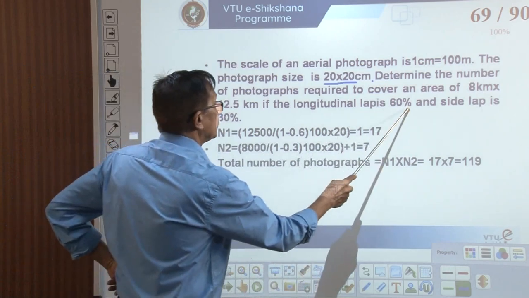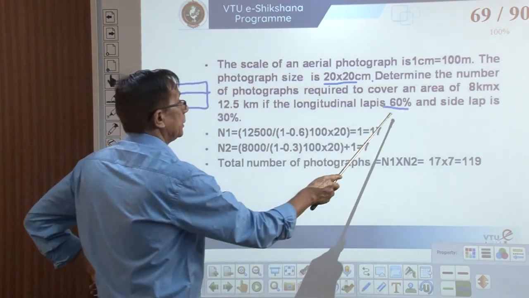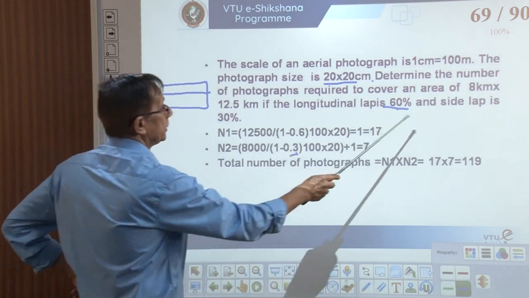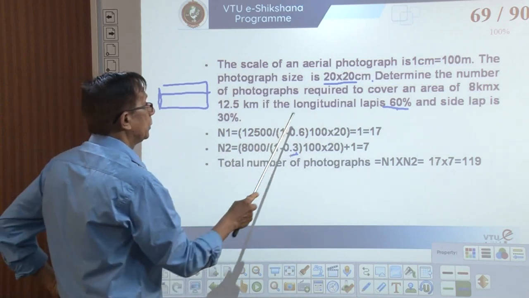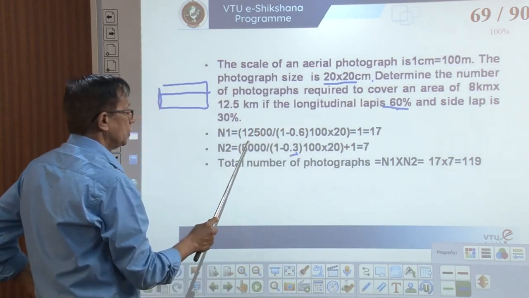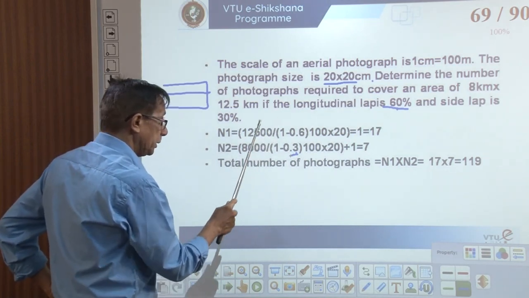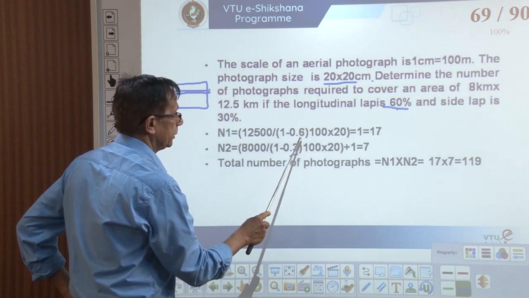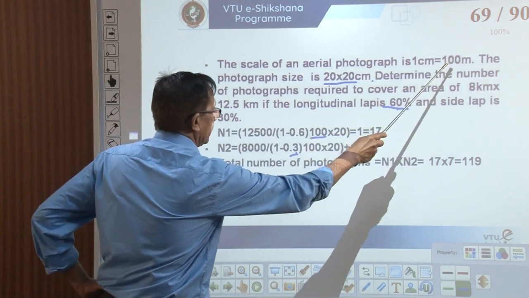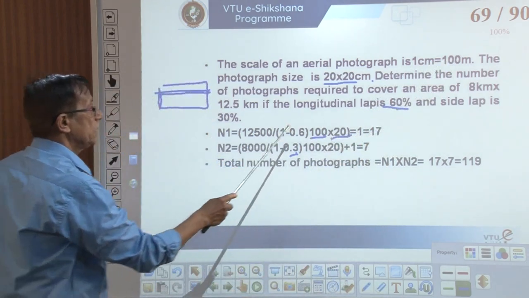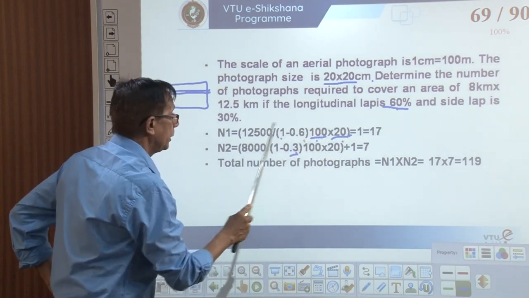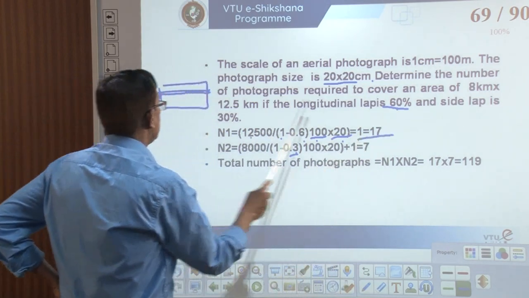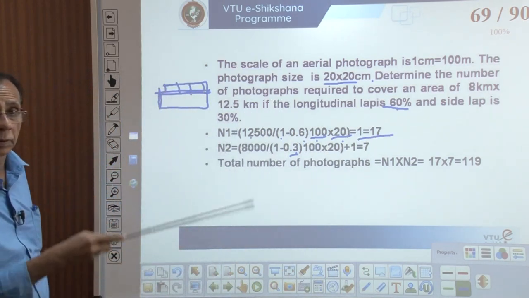If the longitudinal lap PL is 60%, that is 0.6, and the side lap PW is 30%, that is 0.3. So, N1 equals, because these are all in meter, I have converted kilometer into meter, 12,500 meter divided by (1 minus PL), that is 0.6, into the scale 100, into the size of the photograph L. That comes out to be 17 photographs we require along the direction of flight.